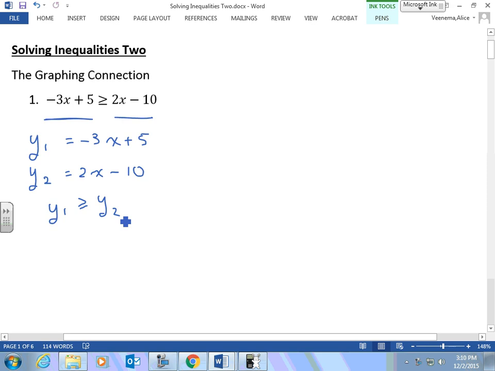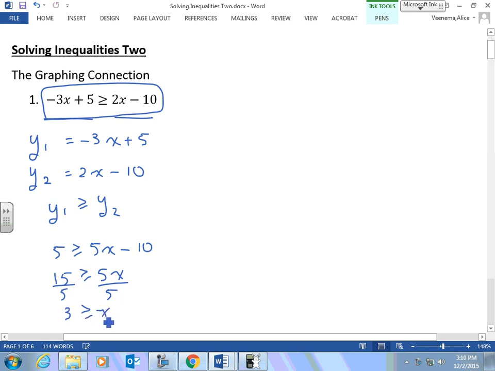So we can also do it by rearranging the inequality. So if we look at this original inequality, and let's add 3x to both sides, I end up with 5 is greater than or equal to 5x minus 10. I'll add 10 to both sides, so 15 is greater than or equal to 5x. We'll divide both sides by 5 and get 3 is greater than or equal to x, but we like to write that differently, so we'll write that as x is less than or equal to 3 as our solution.